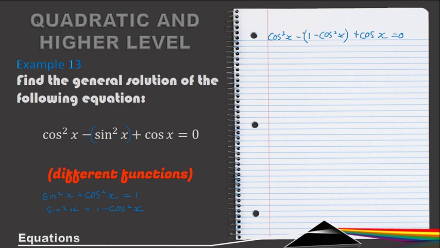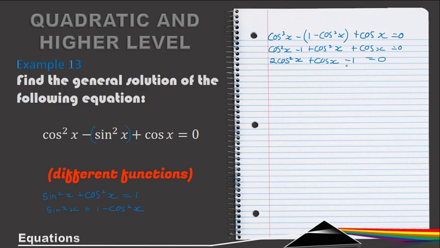Alright, and then to simplify, let's just start by multiplying out that minus. Got cos squared x minus 1 plus cos squared x plus cos x equals 0. Alright, so here are two like terms. We can add this cos squared x. This gives us 2 cos squared x. And then I'm going to rearrange this. I'm going to write this cos x and then minus 1.